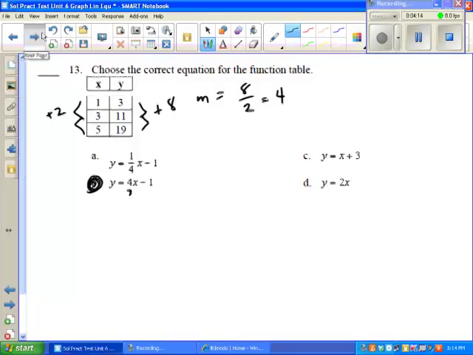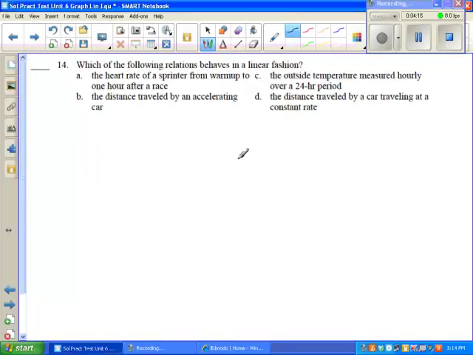That was easy. Which of the following relations behaves in a linear fashion? So remember, linear means my pattern has to be the same all the time. So the heart rate of a sprinter from warm-up to 1 hour after a race. Well, you know that's not the same all the time, because as he's warming up, his heart is getting faster. When he sprints, his heart beats real fast. After he warms down, an hour after his race, his heart is going really slow. So that's not the same.